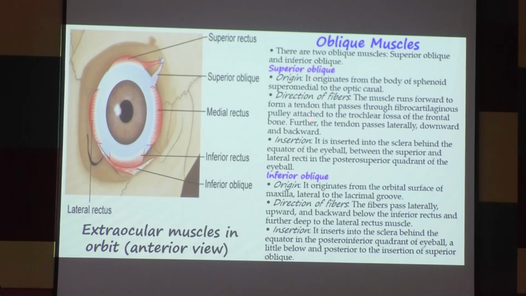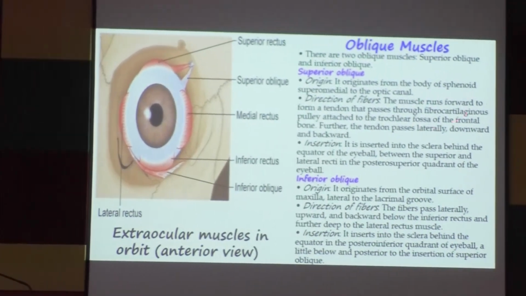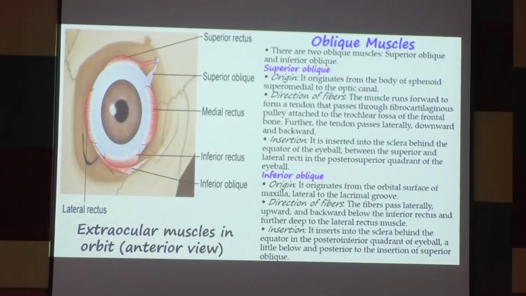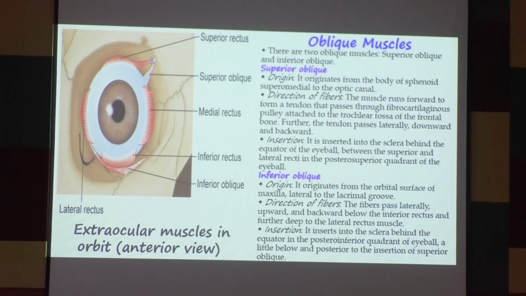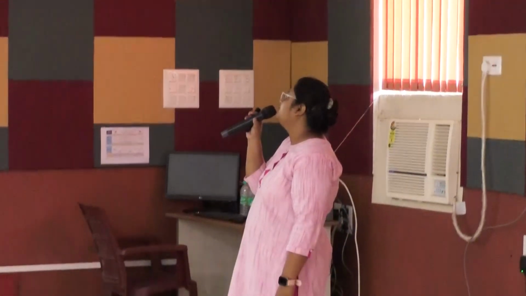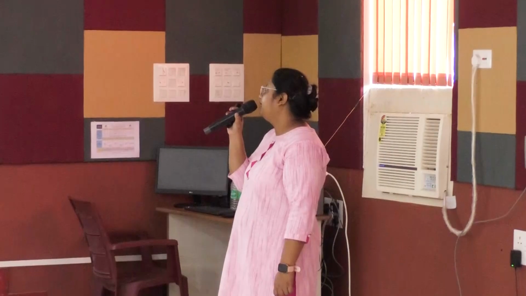Now, oblique muscles. Two oblique muscles are present: superior and inferior oblique. Origin: superior oblique from body of sphenoid, superomedial to the optic canal. Here, this is superior oblique muscle. Okay, coming from posteriorly, this muscle runs forward to form a tendon that passes through the fibrocartilaginous pulley attached to the trochlear fossa. Here lies the pulley. Okay, this is looping around this pulley, trochlear fossa of the frontal bone, and further the tendon passes laterally, downward and backward.